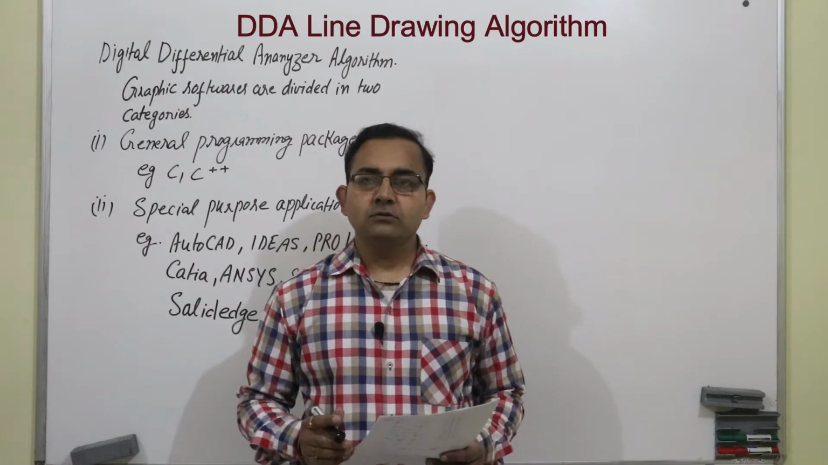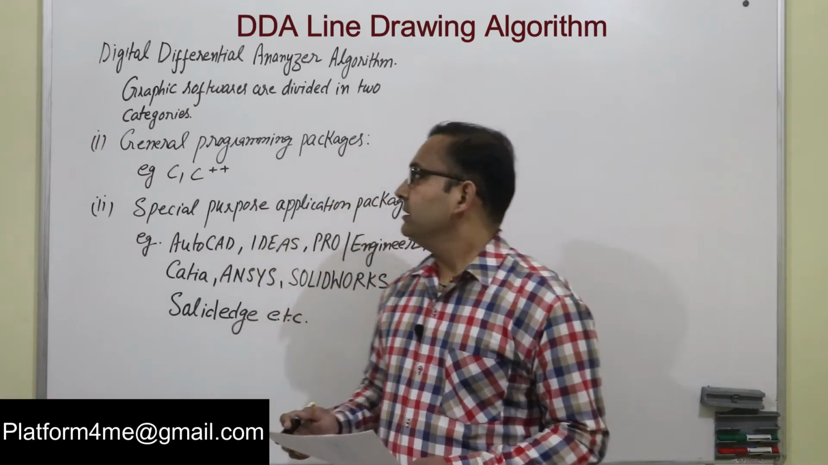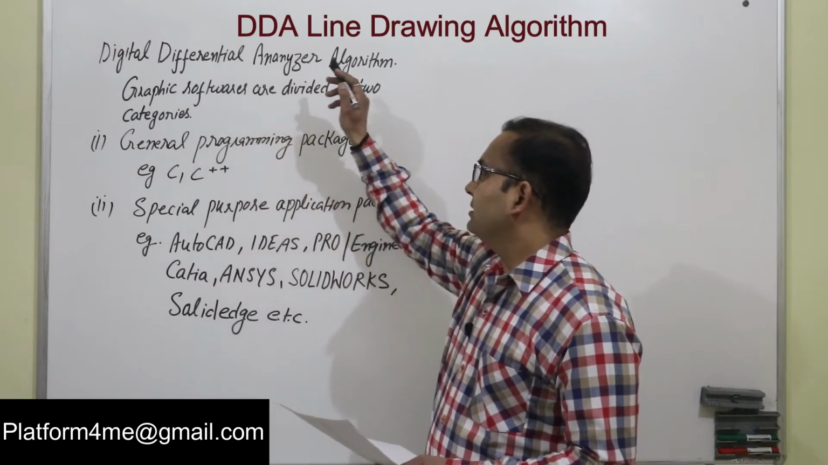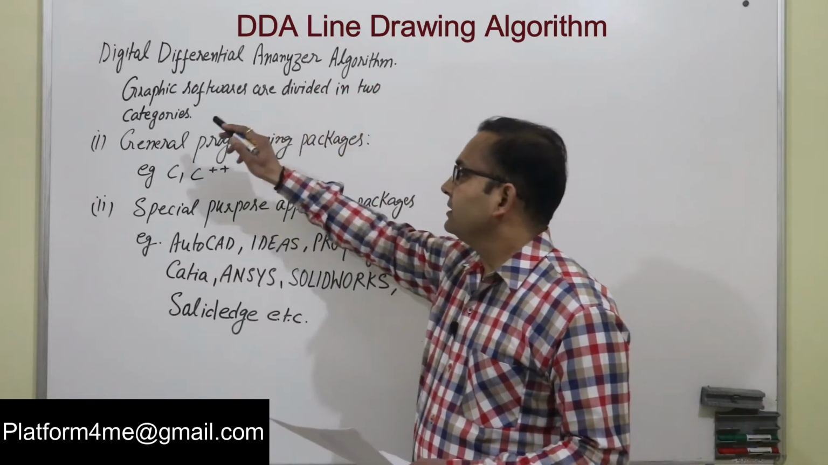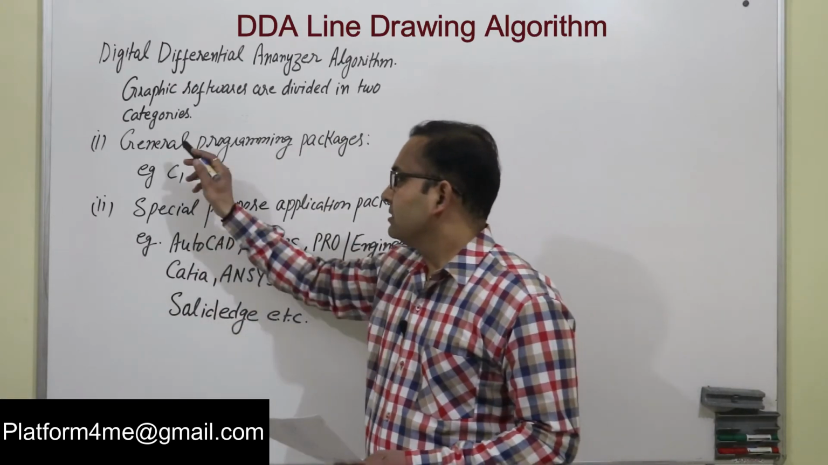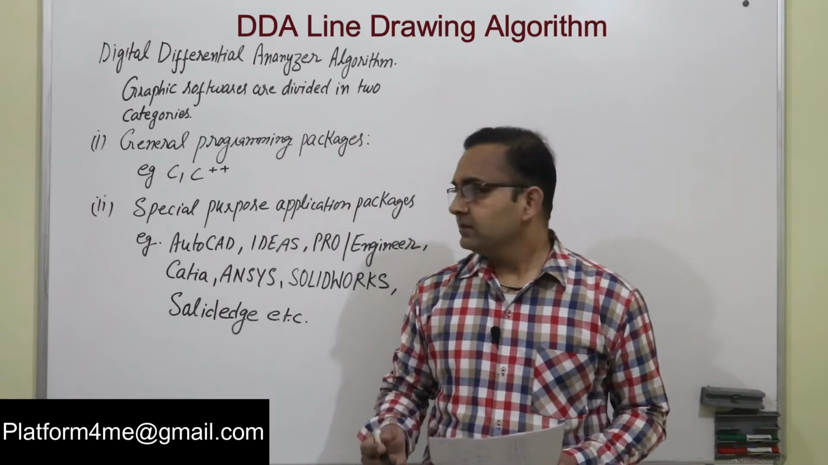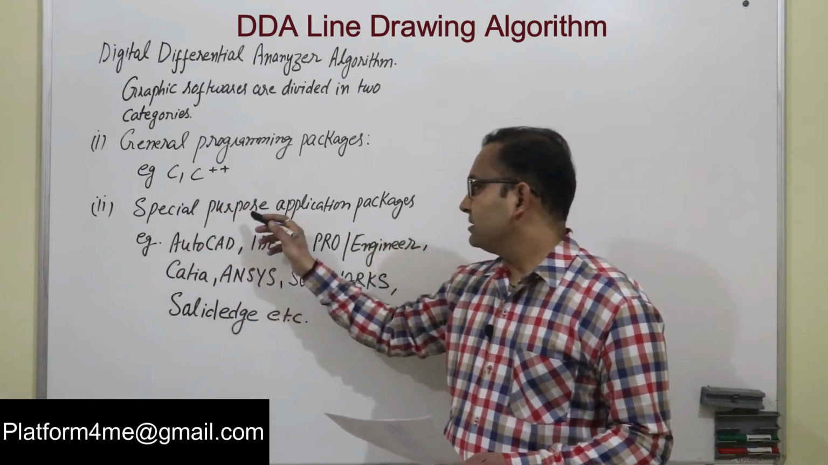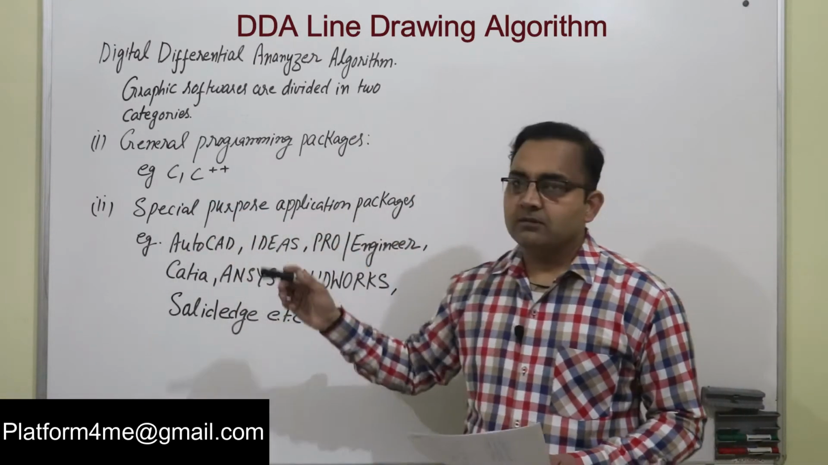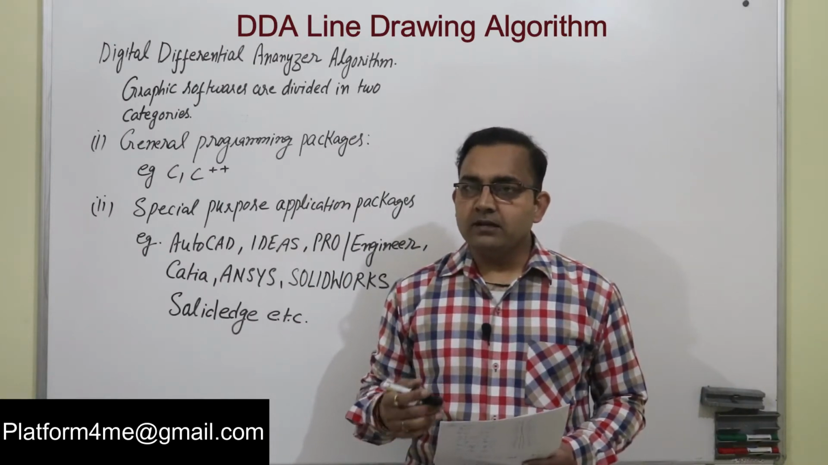Hello students, today we will learn about DDA line drawing algorithm. DDA is Digital Differential Analyzer algorithm. Graphic software are divided in two categories. First is general programming packages, example C, C++. Second is special purpose application packages, example AutoCAD, CATIA, SolidWorks, ProE, ANSYS.